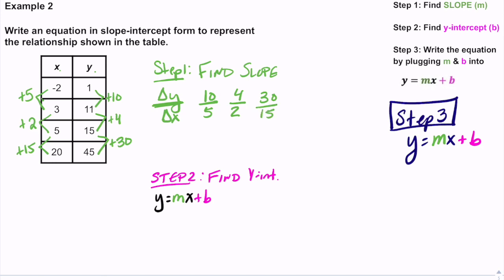Now remember, if all of these are equal, we're certain that the relationship is linear. If any of them are not equal, it's not linear, we couldn't write an equation in slope-intercept form. But 10 divided by 5, 4 divided by 2, 30 divided by 15, all of those are equal to 2. So we know it's linear, and we know slope is 2.